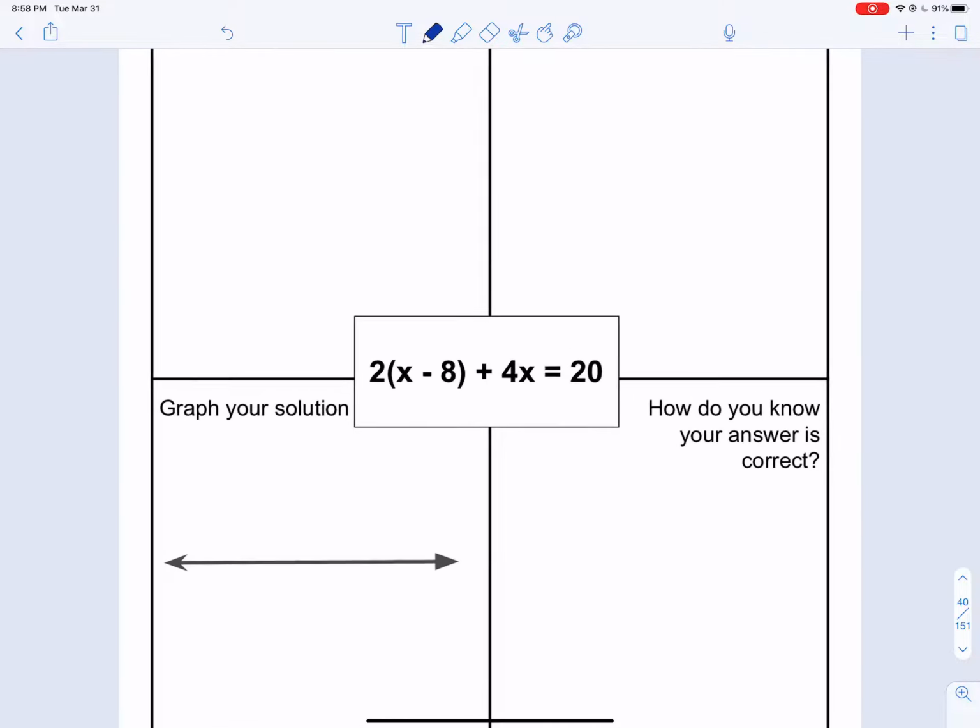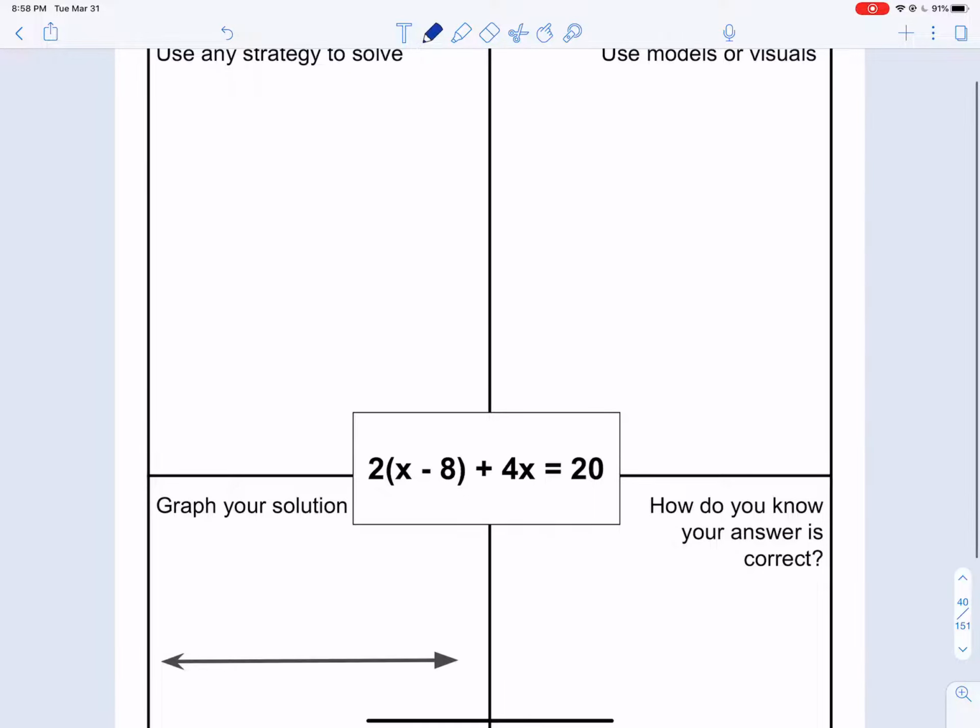All right, so we have an equation, multiple step equation. We have parentheses. When we have parentheses, what do we have to do? We have to use the distributive property. Okay, once we do that, then we're going to look for any like terms. We're going to combine that, and then eventually isolate x and find out what it is. So I'm going to rewrite it. So 2, and then we have x minus 8 plus 4x equals 20.